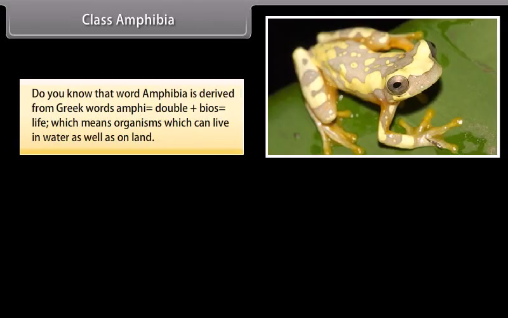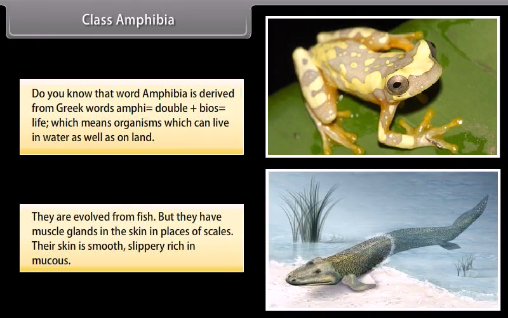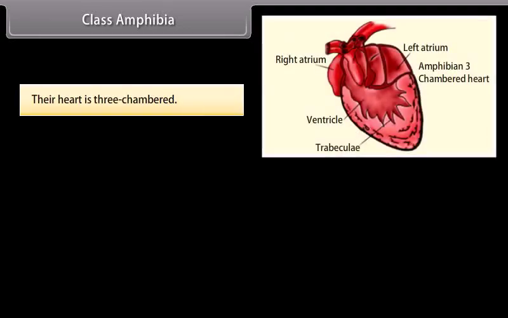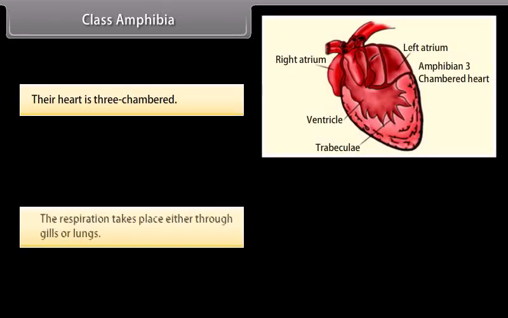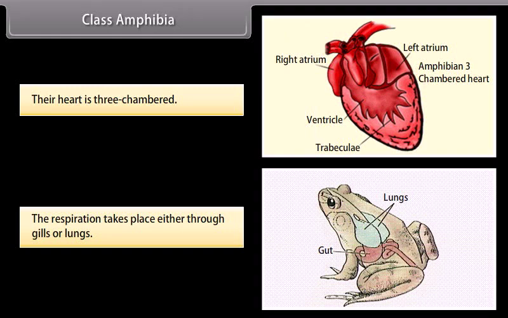Class Amphibia. Do you know that the word amphibia is derived from Greek words amphi, which is double, plus bios, which is life, which means organisms which can live in water as well as on land. They evolved from fish, but they have mucous glands in the skin in place of scales. Their skin is smooth, slippery, rich in mucus. Their heart is three-chambered. Respiration takes place either through gills or lungs.